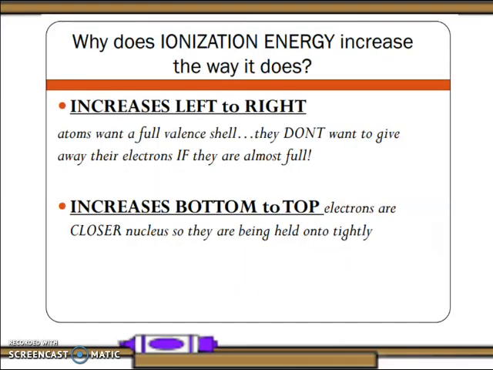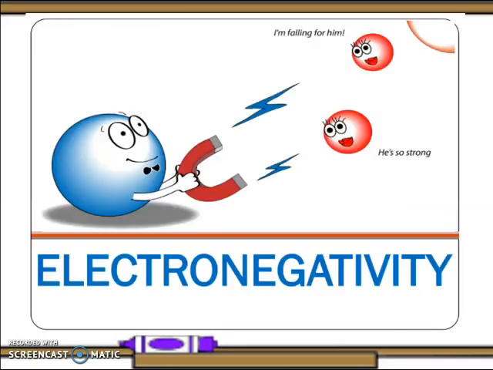Why does ionization energy increase the way it does? It increases left to right. Atoms want a full valence shell. They don't want to give away their electrons if they are almost full. It increases bottom to top. Electrons are closer to the nucleus, so they are being held onto tightly.